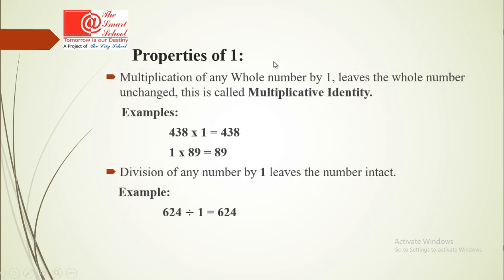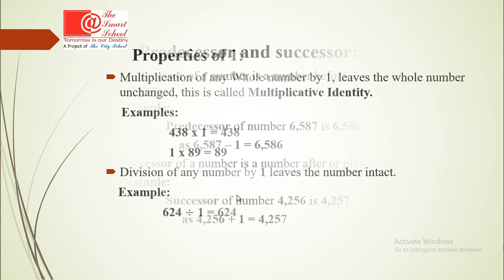Now, properties of 1. Multiplication of any whole number by 1 leaves the whole number unchanged. This is called multiplicative identity. For example, 438 multiplied by 1 remains 438. 1 multiplied by 89 remains 89. And in division also, when we divide any number by 1, it leaves the number intact or unchanged. So 624 divided by 1 is equal to 624. I hope this is clear to all of you now.